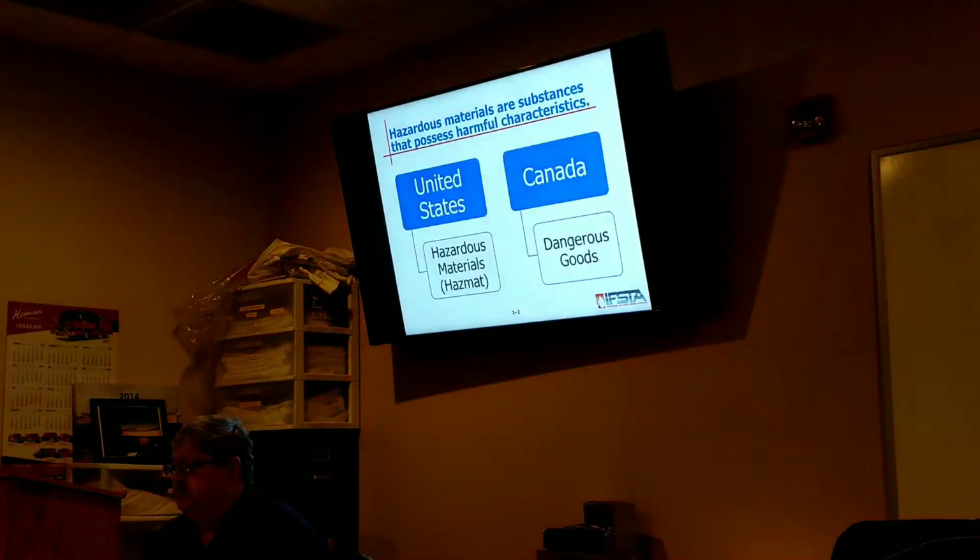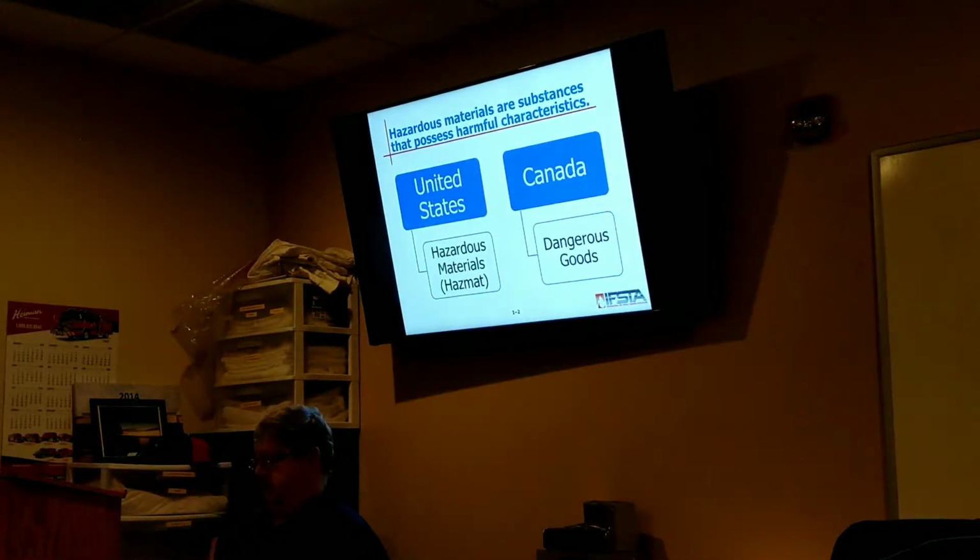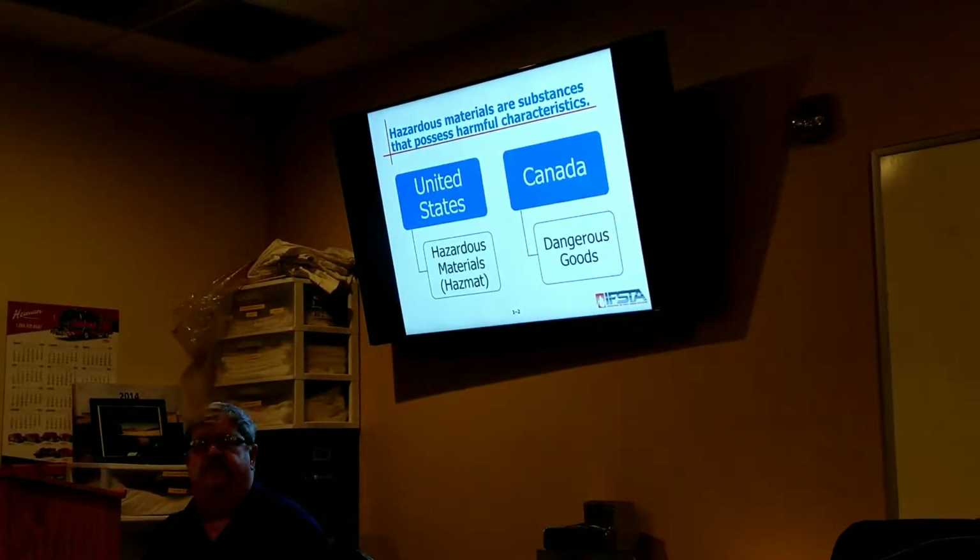Define a hazardous material incident. Okay, now we've got to remember that hazardous materials are substances that pose something harmful to either yourself or the environment. Okay, so it's got the harmful characteristics. In the United States, they call it the hazardous materials, hazmat. If you go to Canada, it's basically the same thing, only they call it dangerous goods.